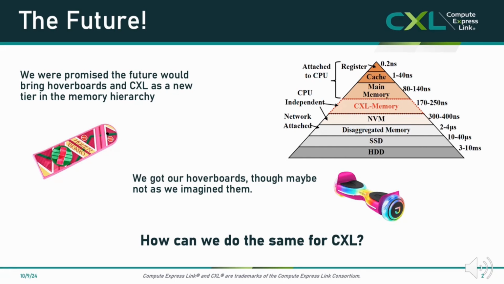If you've been following CXL technology for a while, you've seen this pyramid any number of times. This pyramid drives me crazy. It does a nice job of capturing the latency of the different memory technologies, but it ignores cost.